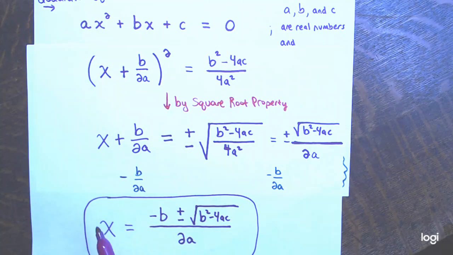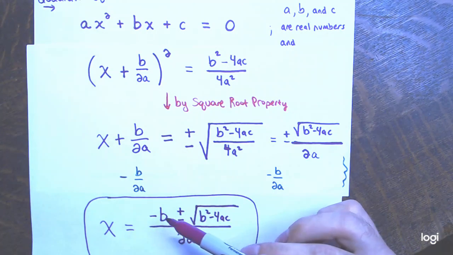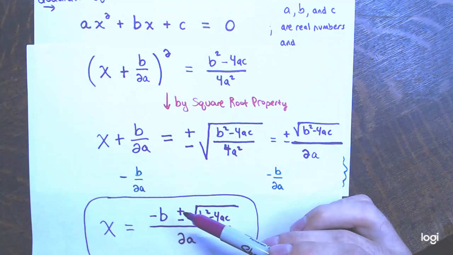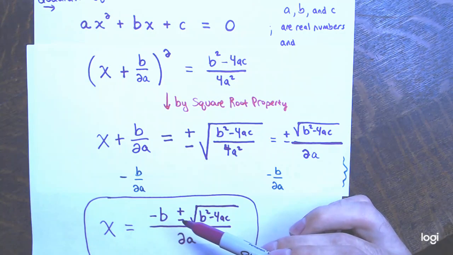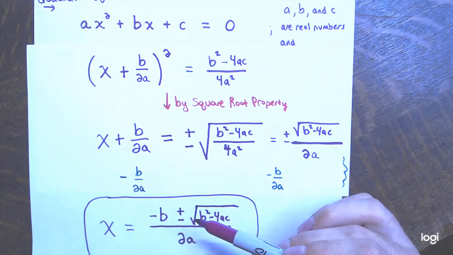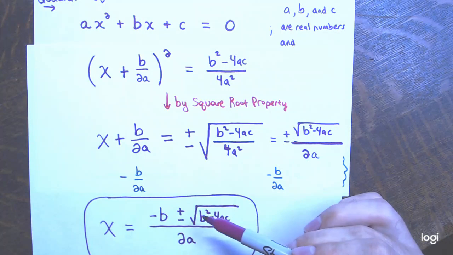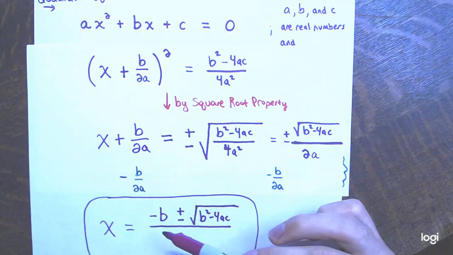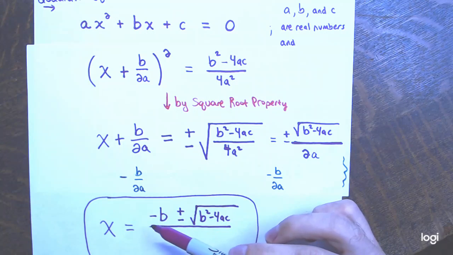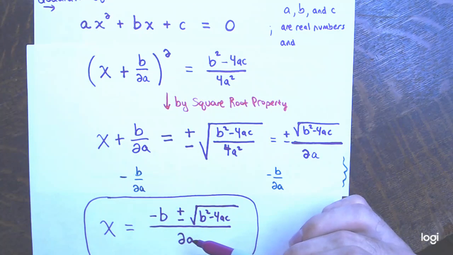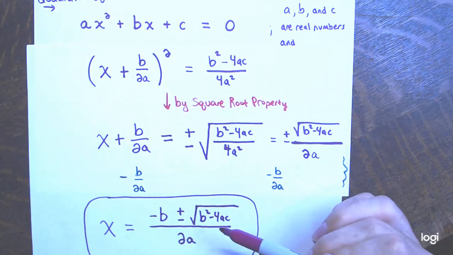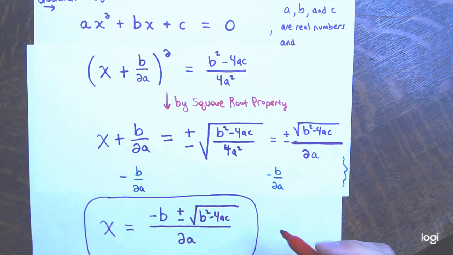And what I have in this circle down here, x equals negative b plus or minus, one with the plus, one with the minus, so this is two solutions here, the square root of b squared minus 4 times a times c, and then all of that divided by 2 times a. This is called the quadratic formula.